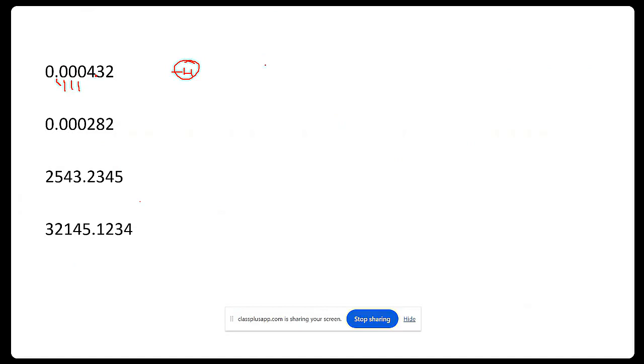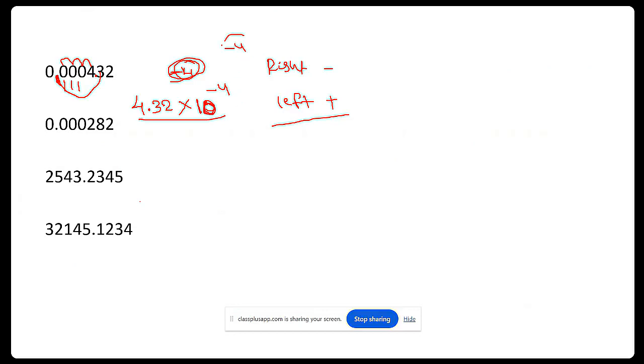Minus 4. If it is moving towards the right direction, as I told you, take minus. If it is moving towards the left direction, take plus. That's why, as this point is moving towards the right direction, I am taking minus. After how many values is it moving? 1, 2, 3, 4. So minus 4 is my order of magnitude. You will write the order of magnitude in power of 10, so 4.32 into 10 power minus 4. But directly you can say the order of magnitude is minus 4. If they ask you to write the complete equation, this is the complete equation. That is the answer for the first question.